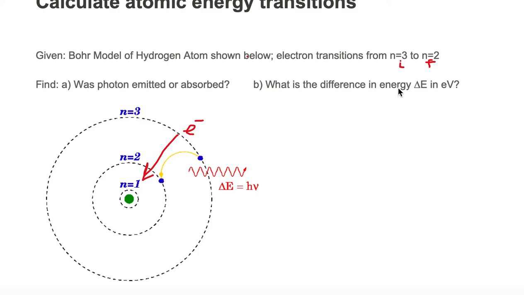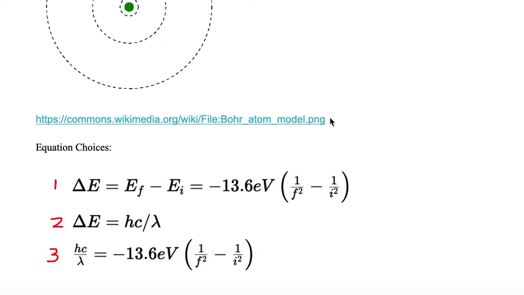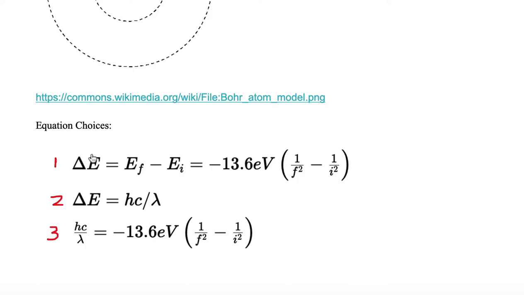What is the energy difference, delta E, in units of eV? Well, we have an equation. There's actually several equations that we could use. Delta E is equal to E final minus E initial, which is equal to minus 13.6 eV, parentheses 1 over F squared minus 1 over I squared. Delta E is equal to hc over lambda, and hc over lambda is equal to minus 13.6 eV, parentheses 1 over F squared minus 1 over I squared.